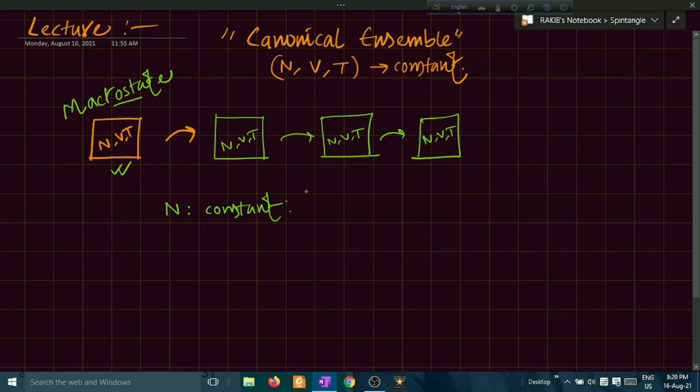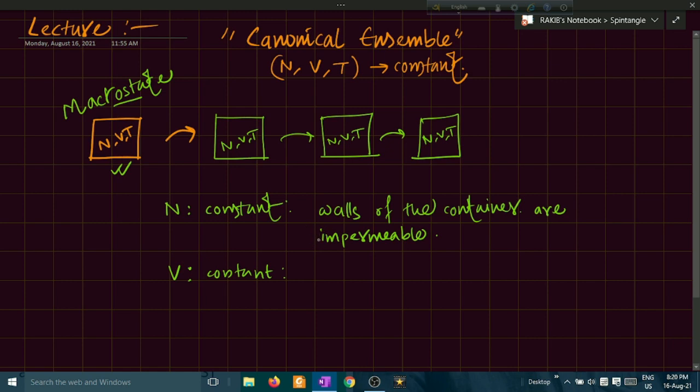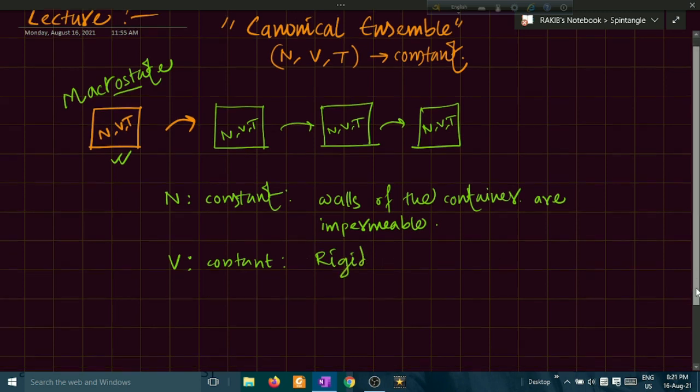N constant. What does it mean? That the walls of the container are impermeable or impenetrable. In the second term, the volume has to remain constant. Volume constant means the walls are rigid.